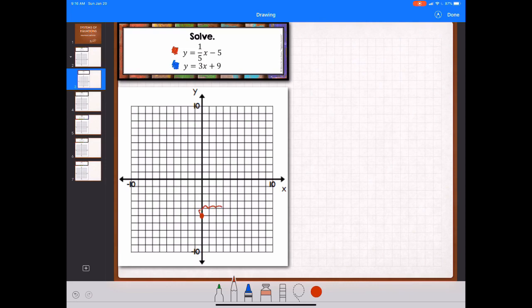1, 2, 3, 4, 5. Up 1, right 5. And reverse it. Down 1, right 5. I'm sorry, left 5. 1, 2, 3, 4, 5. And then connect.